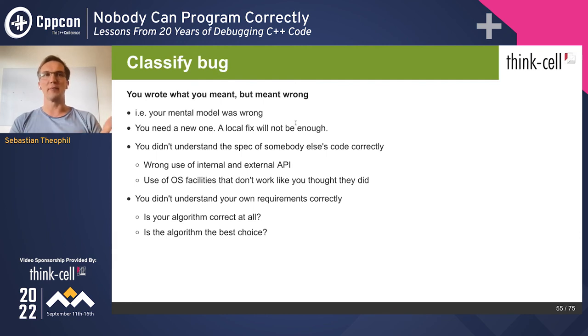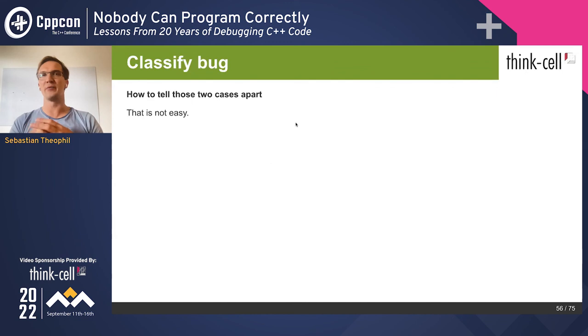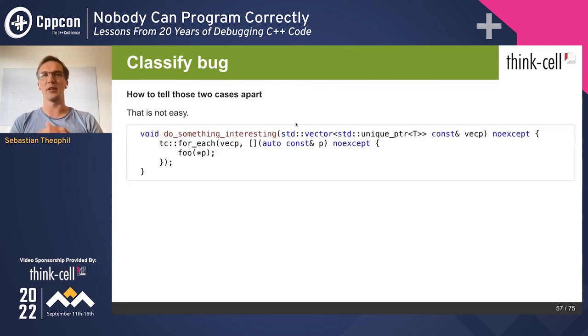And now, unfortunately, those two cases aren't easy to tell apart. That depends very much on the code in front of you. Let's take a look at this completely made up example here. Let's say we have this function that does supposedly something interesting, and it gets a vector of unique pointers. We iterate over them using a for each, and then we dereference them. And now, predictably, somebody tells us, this crashes here. One of those pointers is null.